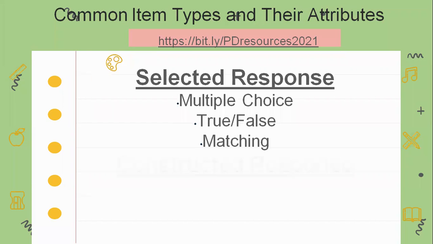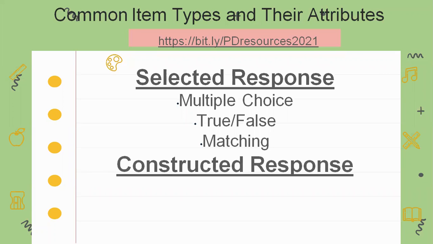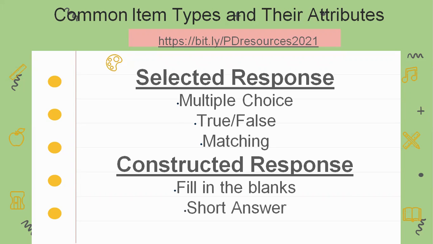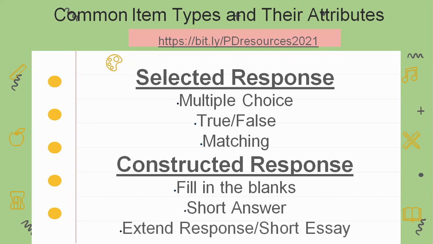The next category is constructed response. These are assessment items that require responses that are sometimes short, such as fill in the blank, or responses that require a sentence or two, such as short answer. As well, extended response or essay type assessment items require learners to write more than 2 sentences and usually involve more higher level thinking processes, such as analyzing, evaluating, and applying information.